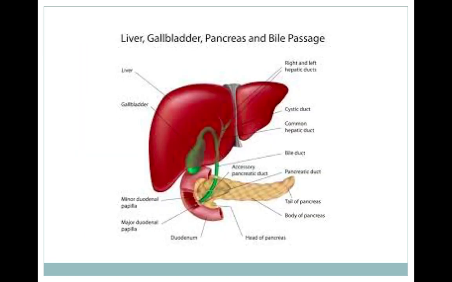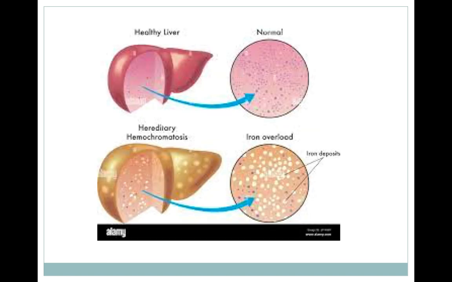This picture shows the normal liver, gallbladder, pancreas, and bile passages. Here is the picture showing the liver in hereditary hemochromatosis with iron overload and the normal liver in health. This is the degree of damage that is going to occur in patients with hemochromatosis with regard to the liver. Same thing happens in the different organ systems, resulting in their dysfunction.